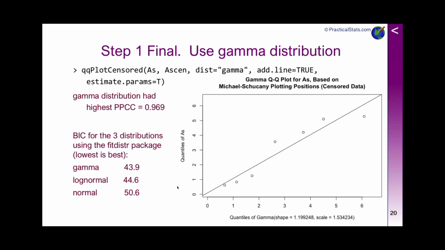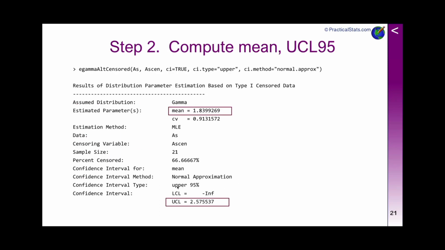It was the highest PPCC and lowest BIC. Then in the software, it will fit that distribution, as I mentioned before, by maximum likelihood. This is the command in the EnvStats package to do that. It's a gamma distribution. Alt means it's going to give you the results back in the original concentration units, and it's doing this for censored data, data with non-detects. I want to get back a mean. I want to get back a confidence interval. That's an upper 95% confidence interval, so it will do all of that for you.